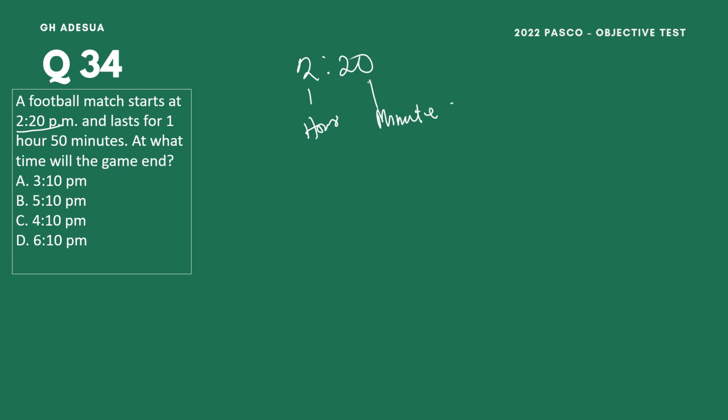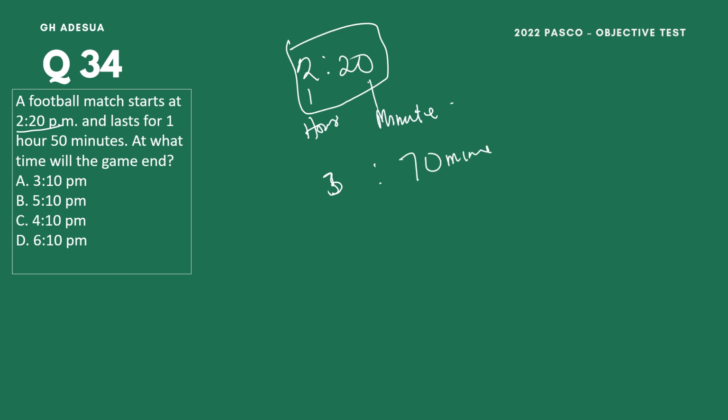So 2 hours, 20 minutes. But the time is what? 2:20 p.m. And it says the game lasted for an hour. So if we add 1 hour to the 2 hours, the hour sign, we would have 3. And then for the 50 minutes added to the 20, we are going to have 70 minutes.